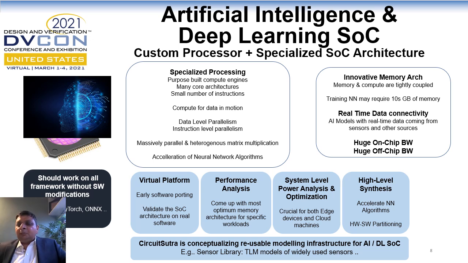Optimizing the performance is very important for the real-time edge applications. Power optimization is anyway very critical for battery-powered edge devices as well as the AI chip for the server, where the power consumption is a major portion of the cost. High-level synthesis can be effectively used for accelerating the neural network algorithms.